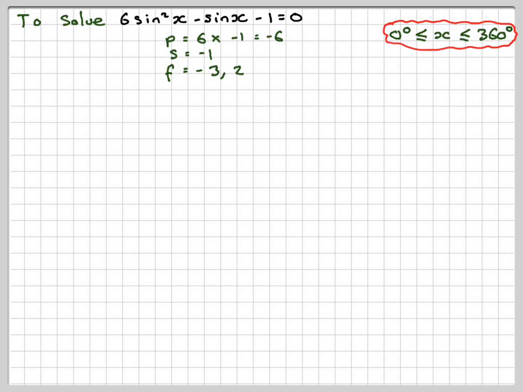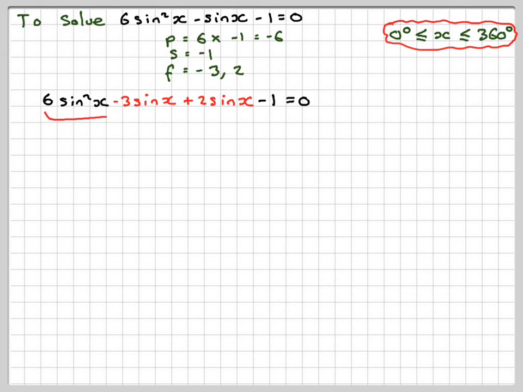With a bit of trial and improvement, you'll come up with minus 3 and 2. So minus 3 times 2 gives me minus 6, and minus 3 plus 2 gives me minus 1. So we now write down 6 sine squared x minus 3 sine x plus 2 sine x. So what we've done, we've split the middle term up into this. We haven't changed the meaning. Altogether, we still have minus sine x. We still have the minus 1. It's still equal to 0.